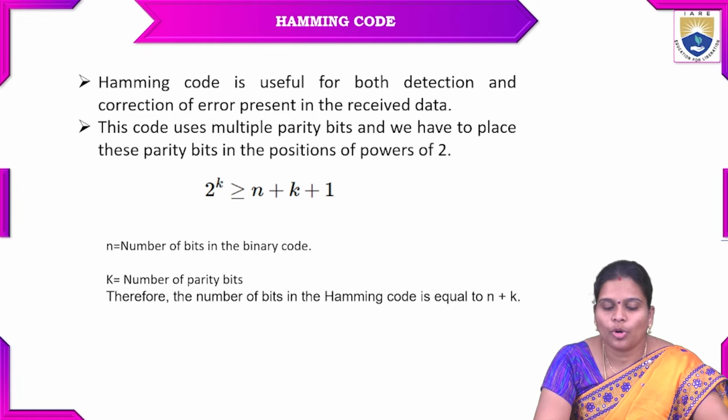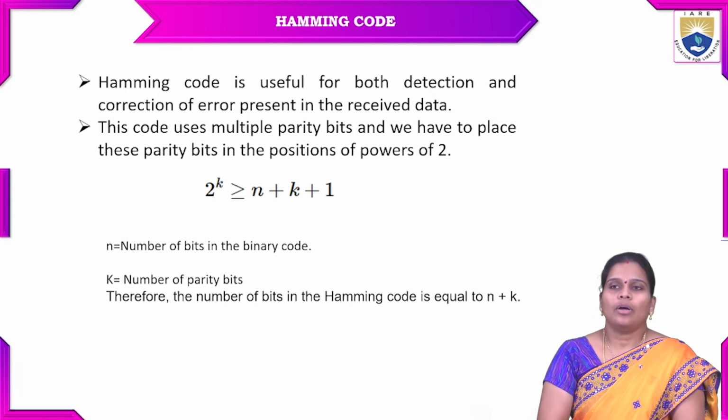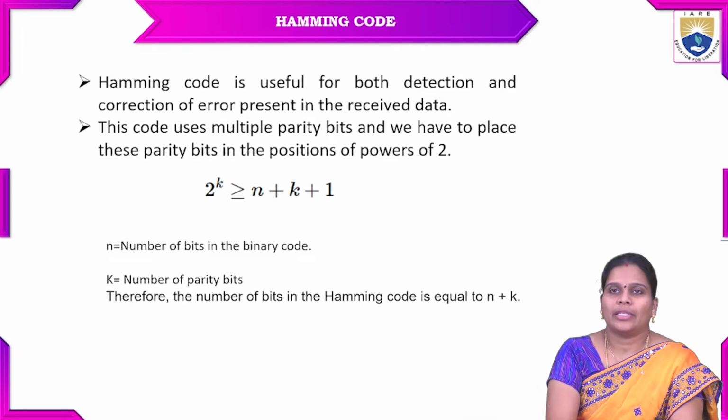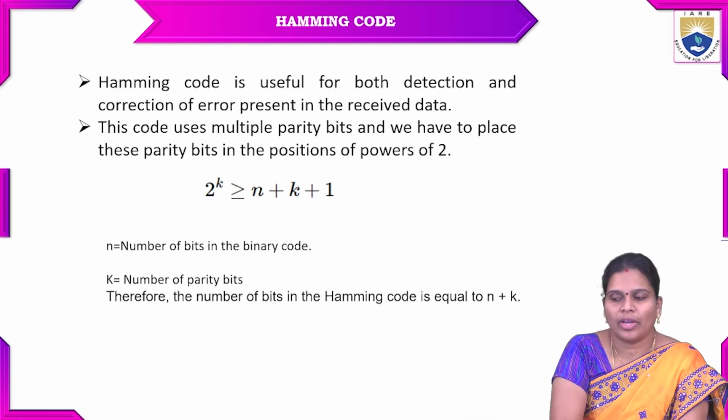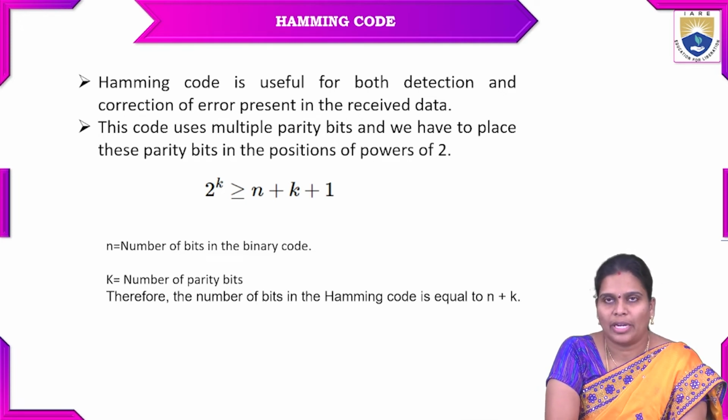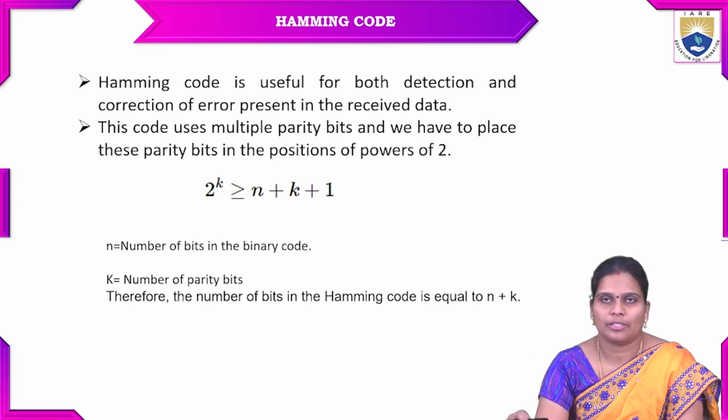The code uses multiple parity bits, and we have to place these parity bits in positions that are powers of 2. If we want to send any data, we have to give parity bits also. The data is the combination of the data bits as well as the parity bits.